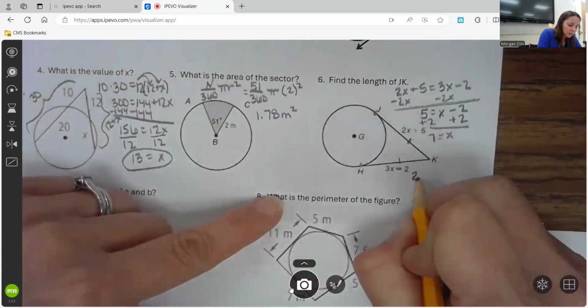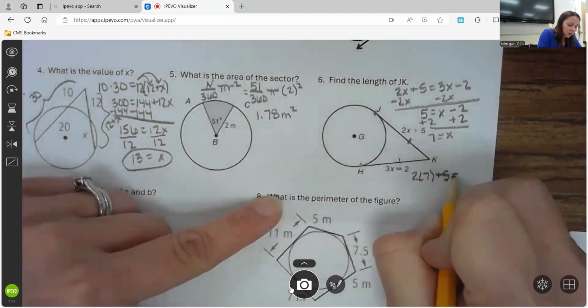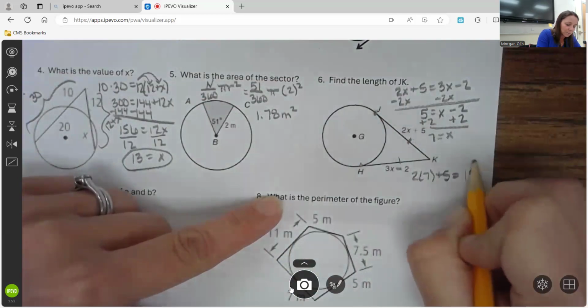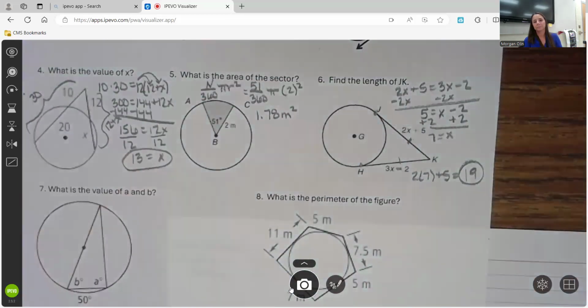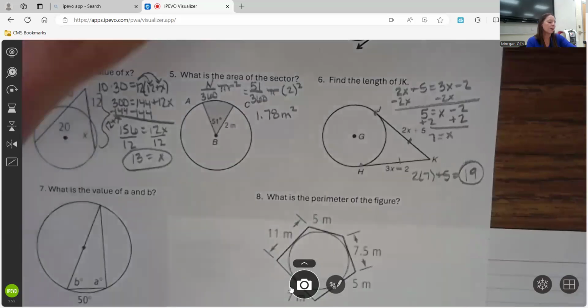All right, so 2 times 7 plus 5. So 14 plus 5 is going to give me 19. All right, I'm just going to double check that. 14 plus 5, yep, 19. All right, moving right along.